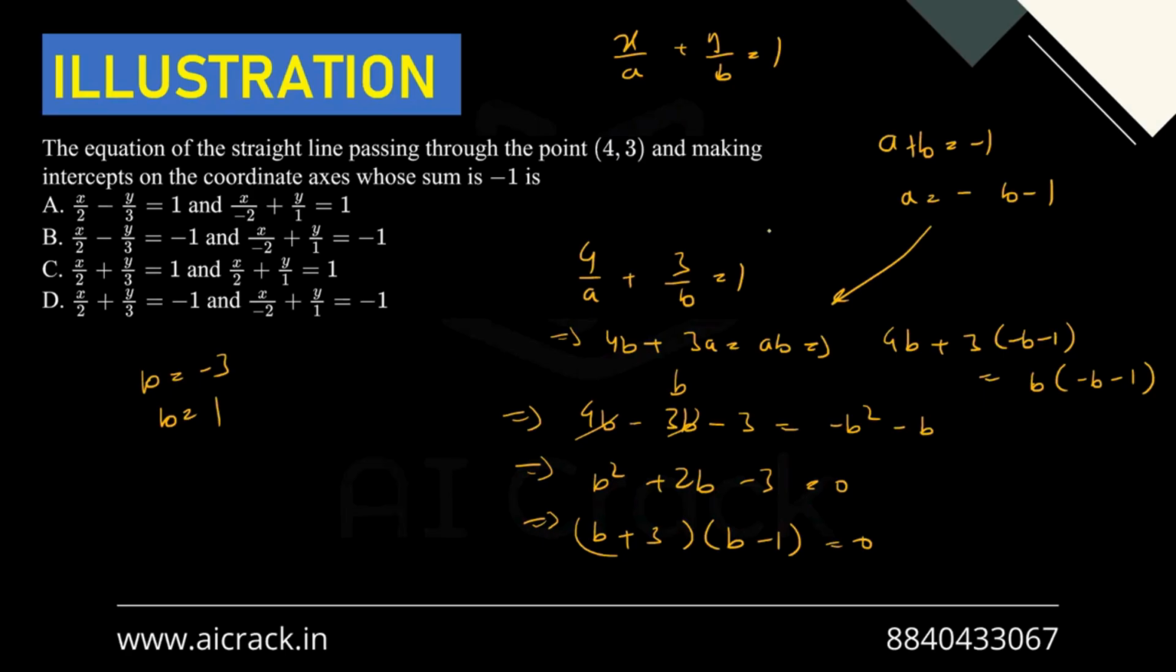And if I try to find out the value of a from here, for b equals -3, I'll get a equals 2. For b equals 1, I'll get a equals -2. So with this, you can form two equations with the help of this format.